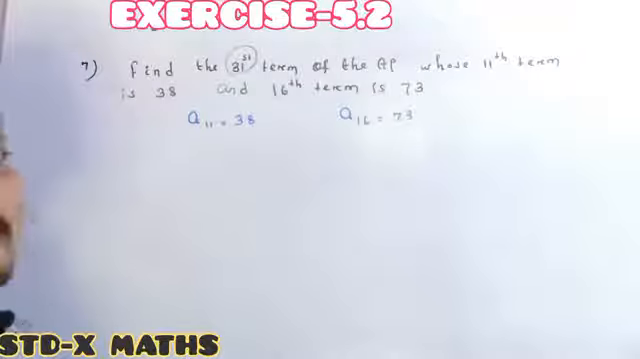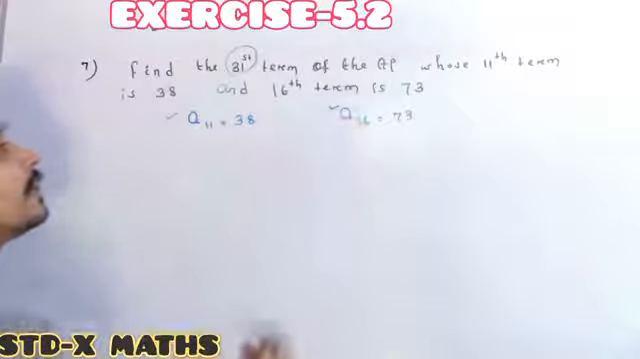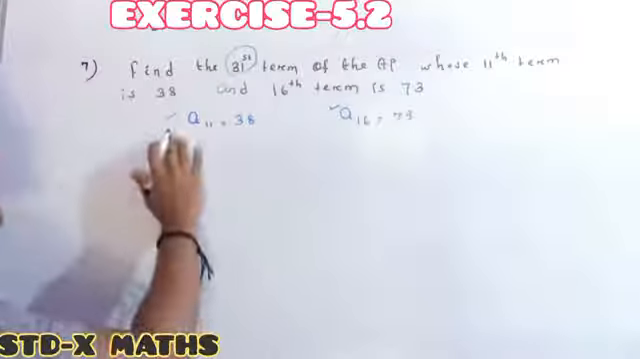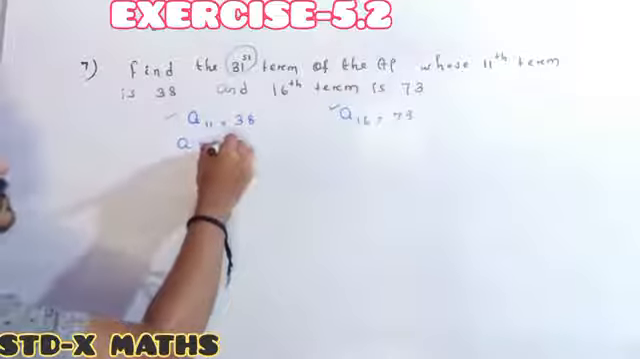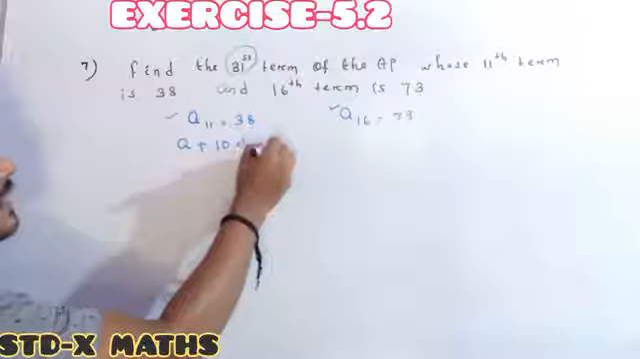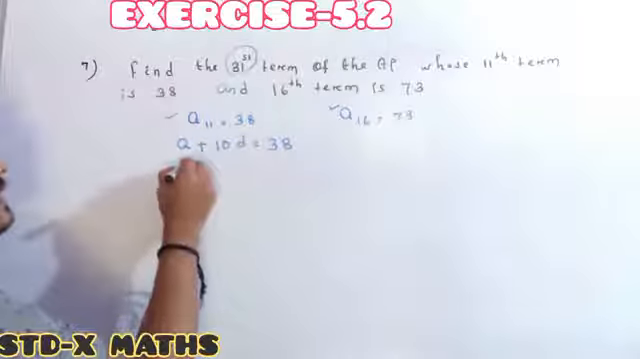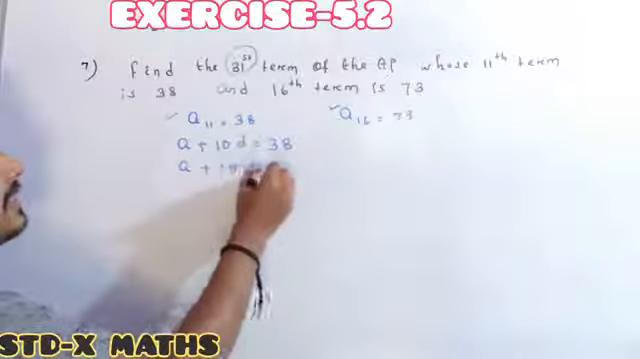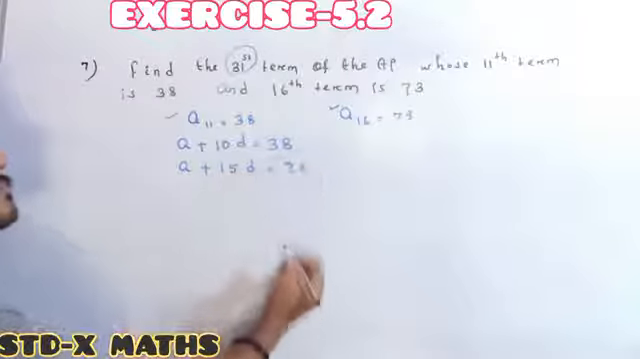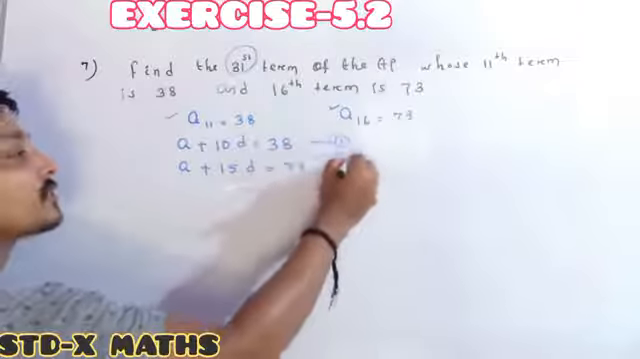See, how to solve this question. Whenever two terms are given, remember, A11 means A plus 10d is equal to 38. And A16 means A plus 15d is our 73. See, suppose this one is our equation 1, and this will be our equation 2.